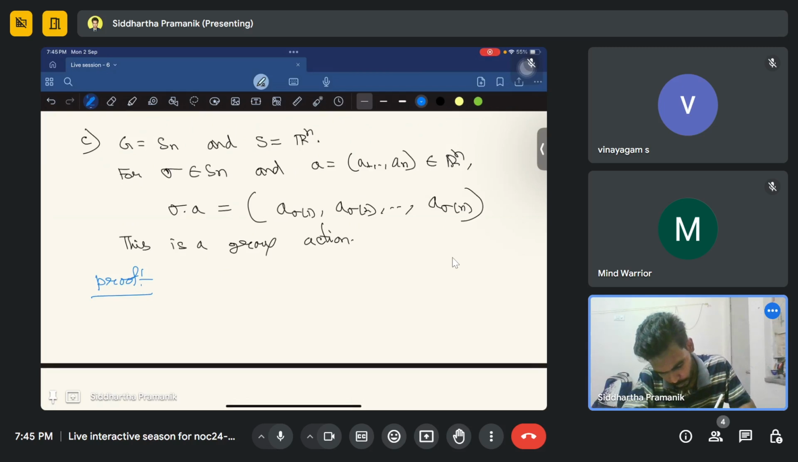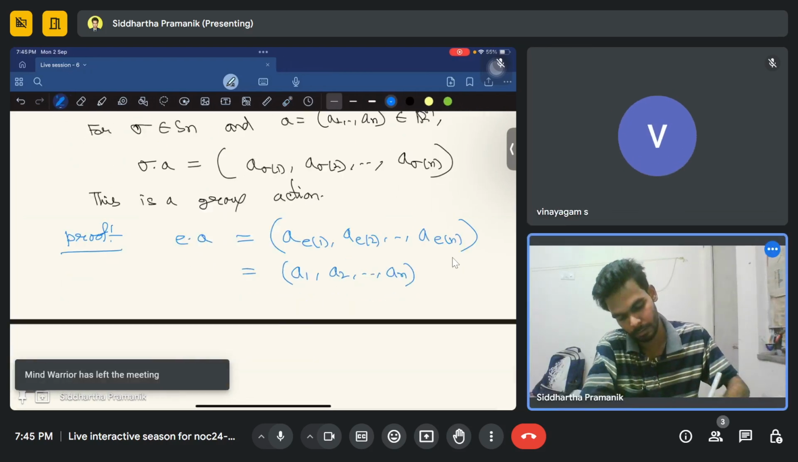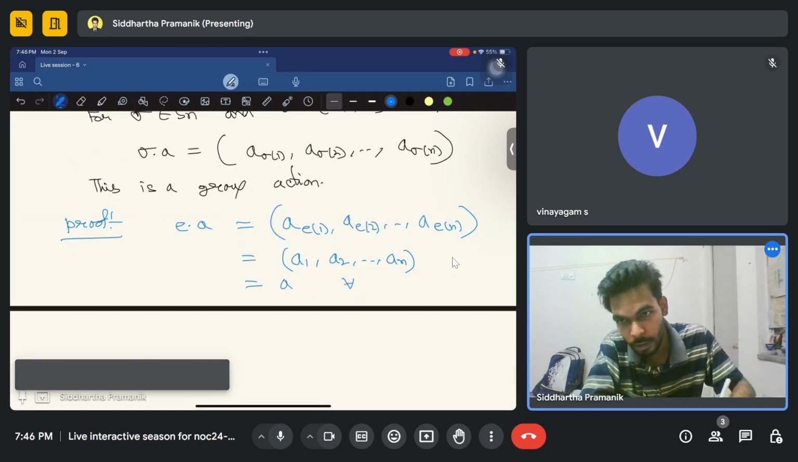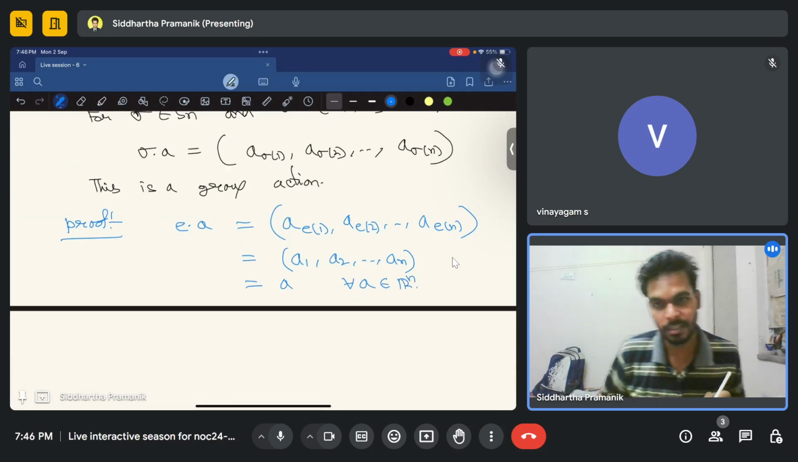So what is the identity permutation dot a? This is the same as a of e(1), a of e(2), up to a of e(n). But the identity permutation maps 1 to 1, 2 to 2, and so on up to n to n. So this is the same as a(1), a(2), up to a(n). So this is our a. This is true for all a in R^n. So our first axiom is satisfied.